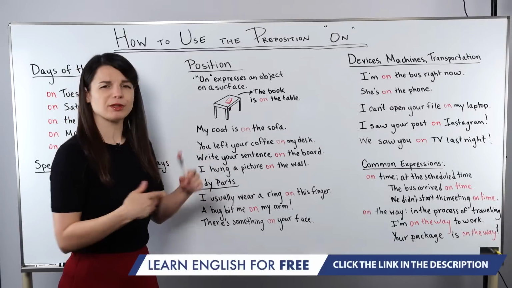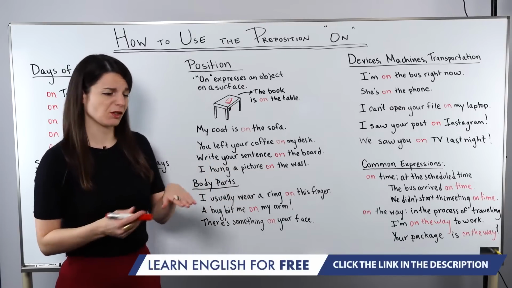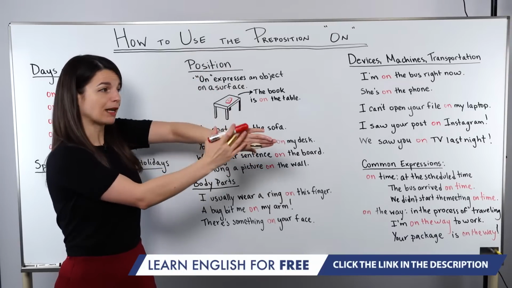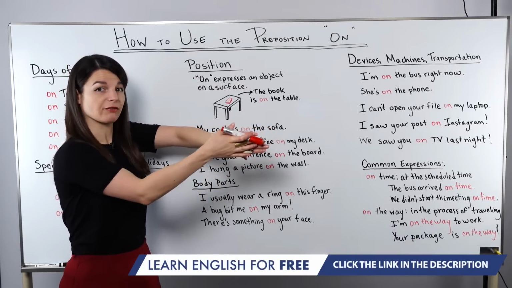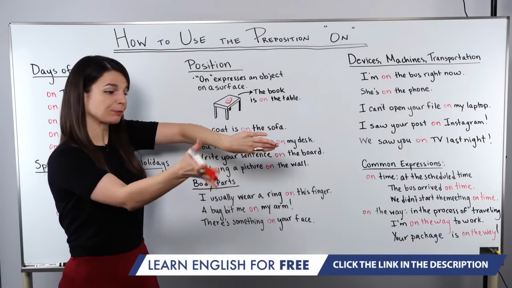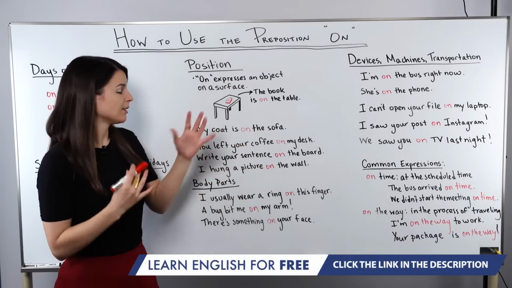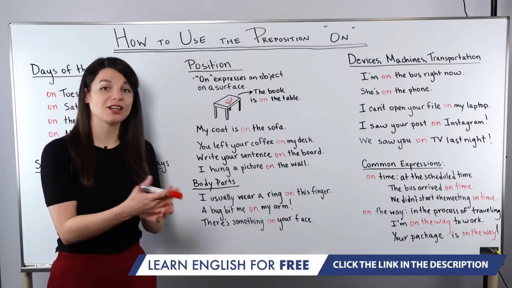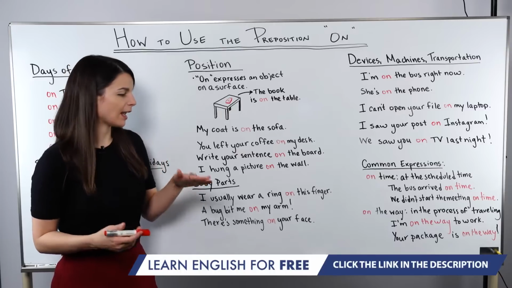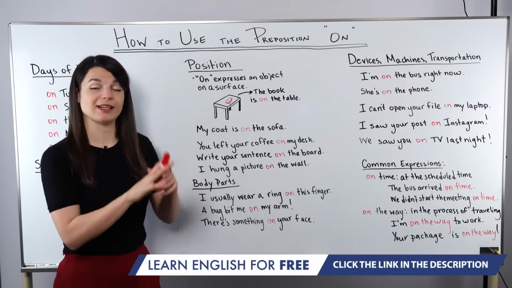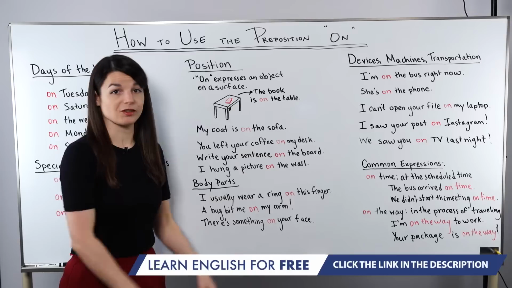I'll show you a couple of different examples of how this is used. It's not always one thing directly on top of another, but it might be one thing on a surface that's not just up and down, but actually a wall, for example. Let's take a look at some examples. First, my coat is on the sofa. This one, again, is a simple vertical example. We can think of it vertically, like up and down. My coat is on the sofa.